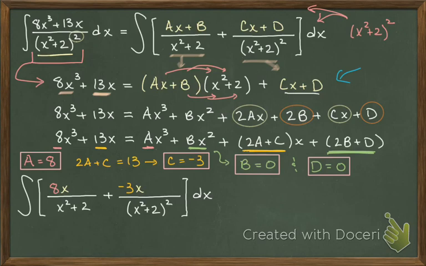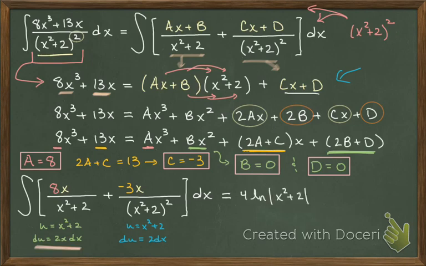Okay, all that's left to do is integrate. And hopefully I'm at a point where I can do these integrals with little work. In fact, both of these are substitutions. If u is x squared plus 2, in either case, I can substitute and end up with an integral that I can do with one of my basic rules. The first one does happen to be a natural log. I'll have 4 natural log of x squared plus 2 minus 3 times the integral of x over x squared plus 2 squared.